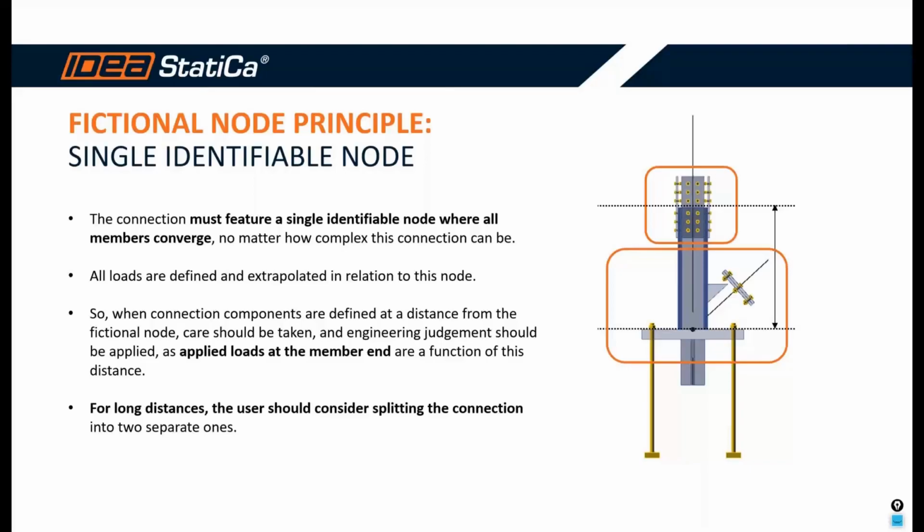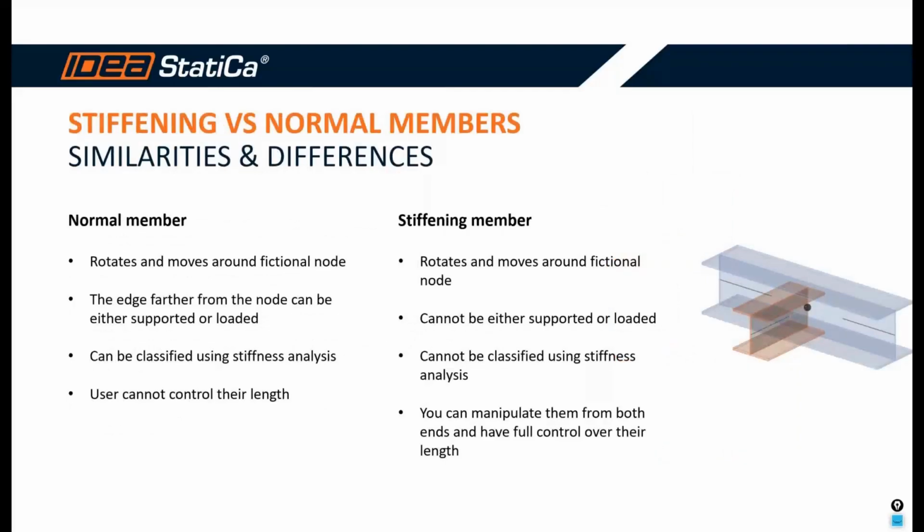And the reason is that stiffening members are different from normal members. They are both defined in terms of rotations and translations around the fictional node, but for normal members, the edge farther from the node should be either supported or loaded, and this is not the case for stiffening members. Also, normal members can be classified using stiffness analysis, while stiffening members cannot be classified, but they are only used as parts of connection.